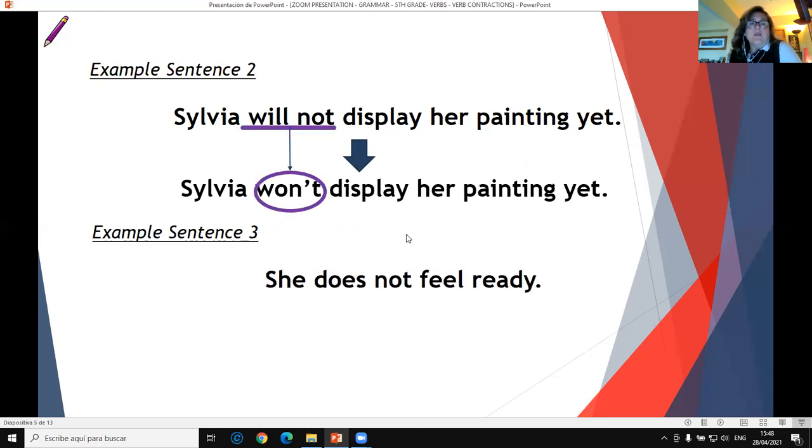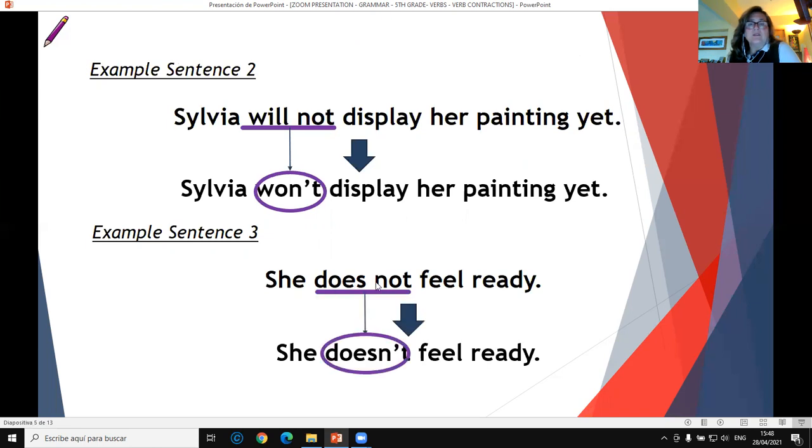Now, number 3, she does not feel ready. Does not can form the contraction doesn't. Okay, so contracting does plus not, it's like this. We put an apostrophe and letter T, doesn't.